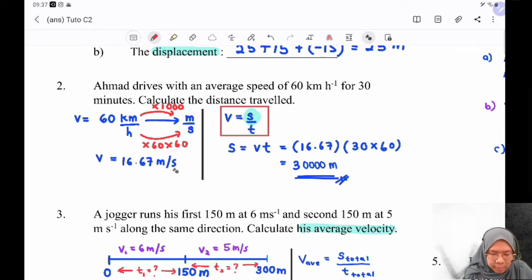So nilai inilah kita akan masuk dekat S di sini. And then kita akan dapat 30,000 meter. Okay, jawapan akhir adalah dekat awak punya nota adalah 3,000. Typo lah. So sepatutnya 30,000 meter.